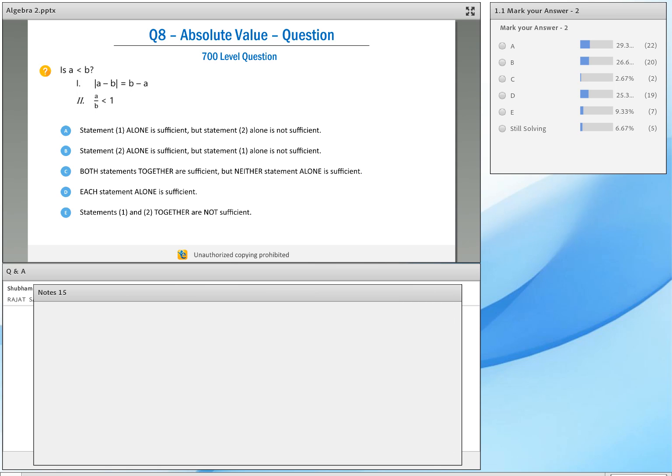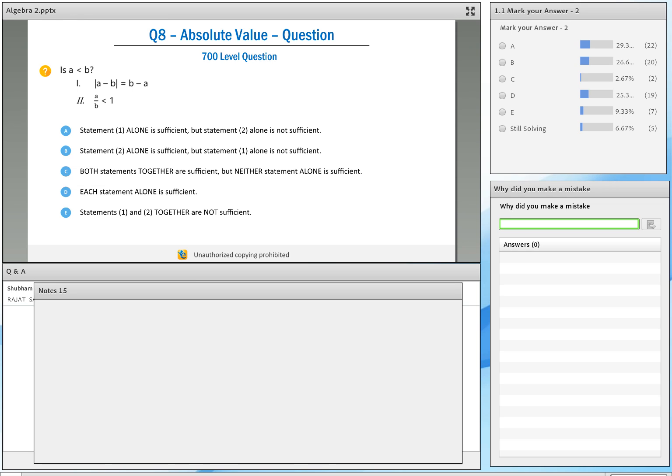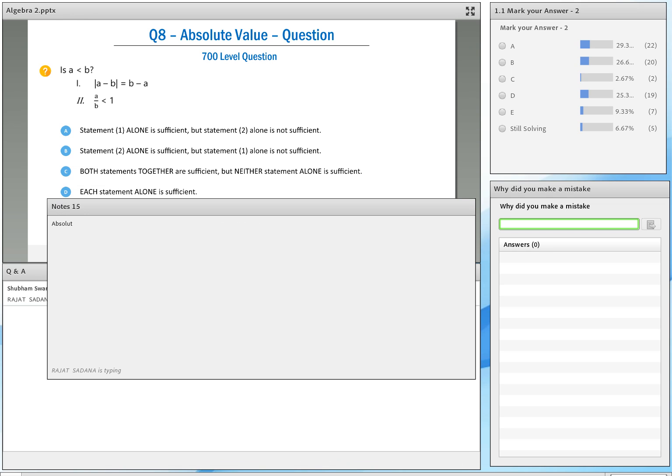Now, let's understand. I'm going to put in the short answer poll over here. Absolute value of a number. If you say absolute value of a number, it is always what? What is the range of values that an absolute value of a number can take?